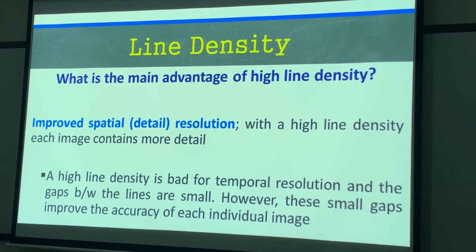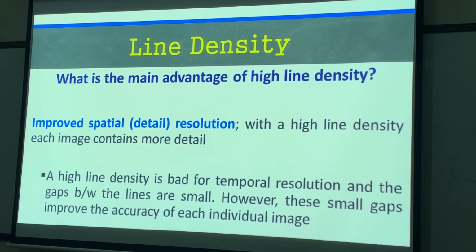So again, line density affects spatial resolution. If I have a high line density, then I'm going to have better detail resolution. Just like slice thickness and elevational resolution, detail and spatial resolution mean the same thing; they're synonymous terms. A high line density is bad for temporal resolution, and the gaps between the lines are small.